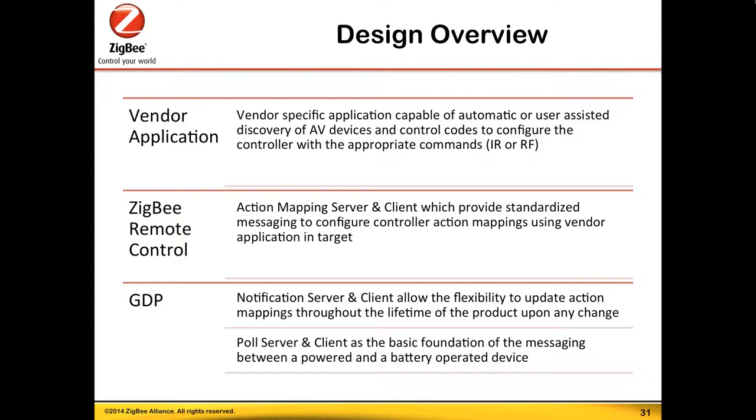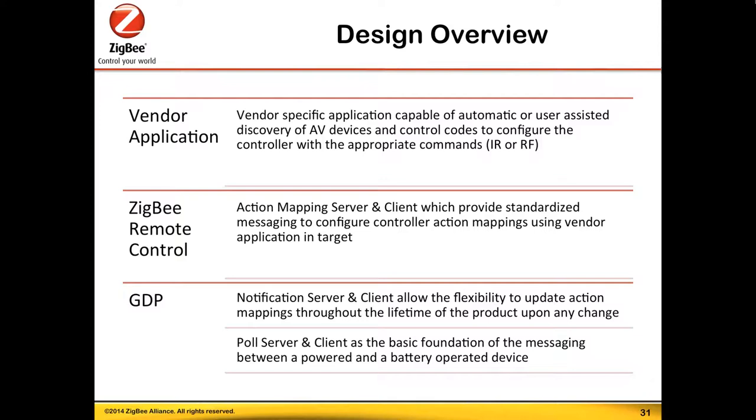If you look at, again, to reiterate, but more specifics here, the 3 layers of services that are provided here. The vendor application, as discussed, is responsible for out-of-band discovery of devices and maintaining a database of knowledge of how to communicate and control devices. The ZigBee Remote Control 2.0 profile provides action mapping server and client. So typically a server would probably run inside a TV or a set-top box, and the client would be running inside the remote control.